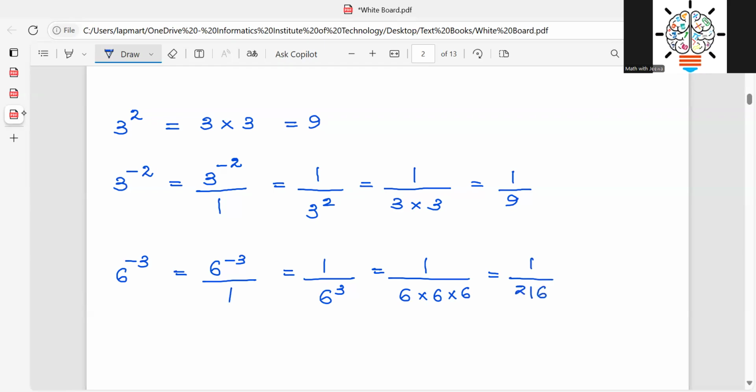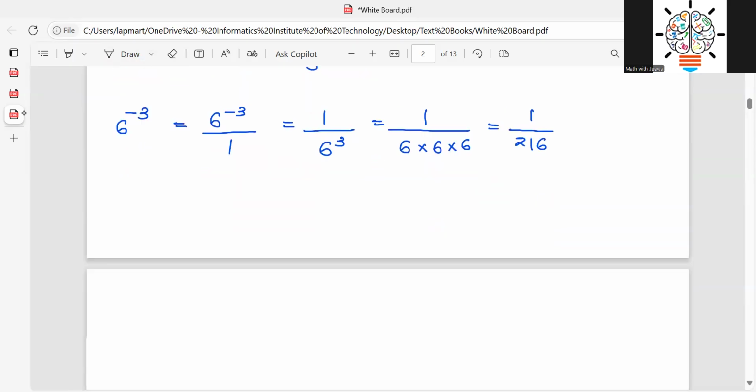I'm not sure whether I said that the 3, 2 times, means not 3 times 2. You want to multiply 3 two times, right? So here you want to multiply 6 three times. Okay. So if you come across a negative index, you want to make it positive. How are we going to make it positive? You get the reciprocal.